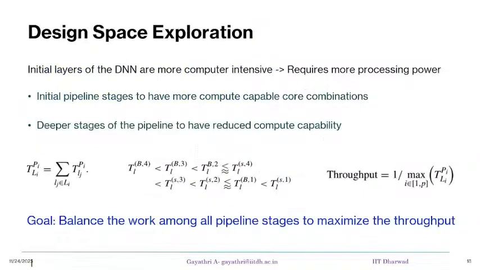So now, like I said, initial layers require more power, and the later layers require less compute. So in this particular setup that we were discussing, you can see that this is the compute capability ranking. If you use 4 big cores, whatever time it takes is less than the time taken by the others. So here this is the fastest possible, and then this is second fastest, and so on, right? This is what we had seen.